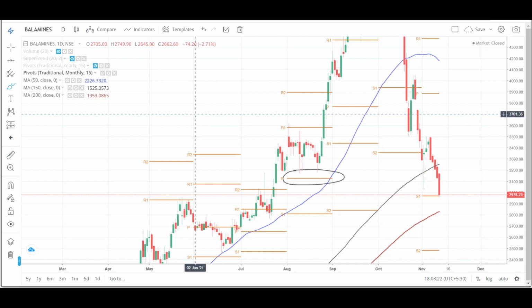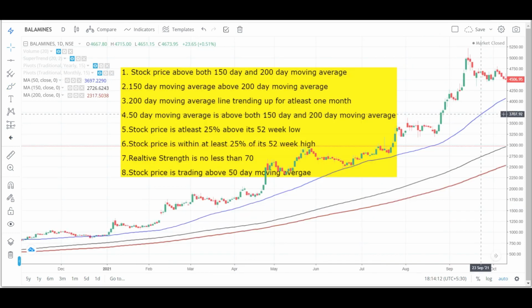I hope you guys have some idea now how Mark Minervini's trend template works. This trend template made me go from a non-profitable trader to a profitable trader. Let us go through all the criteria again. The first criteria is the stock price is above both the 150-day and 200-day moving average. Second, the 150-day moving average is above the 200-day moving average. Third, the 200-day moving average line is trending up for at least 1 month. Fourth, the 50-day moving average is above both the 150-day and 200-day moving average.